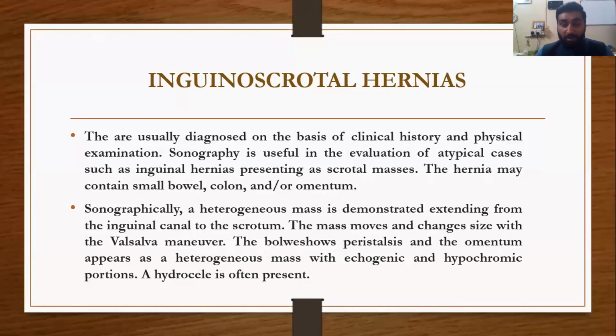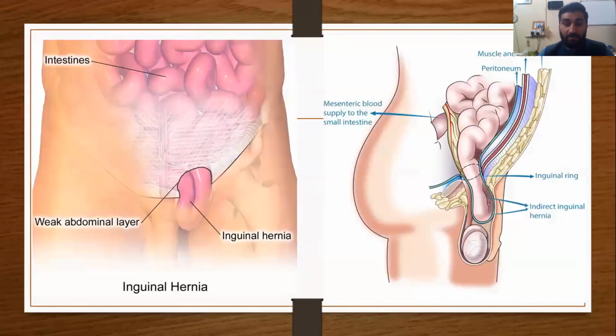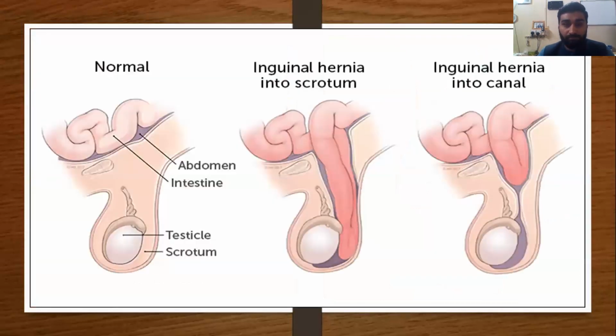The bowel shows peristalsis and the omentum appears as a heterogeneous mass with echogenic and hypoechoic portions. A hydrocele is often present. Images demarcating the inguinal hernia. They just need a weak abdominal wall so that they can herniate through it. And another image of an inguinal hernia.